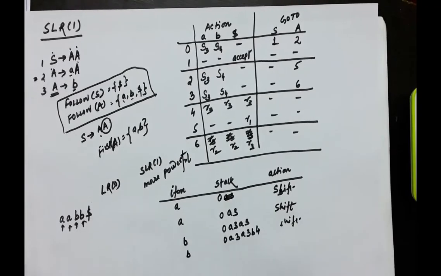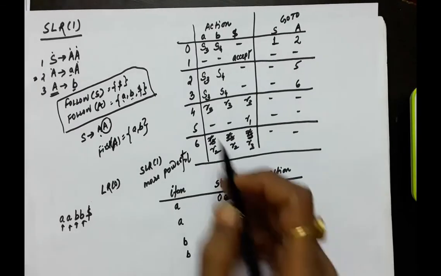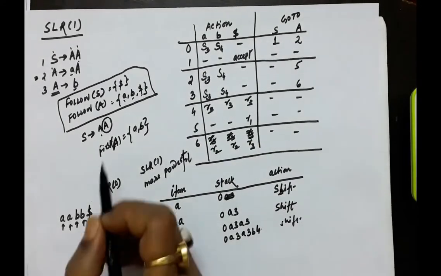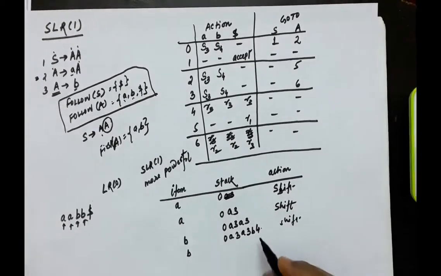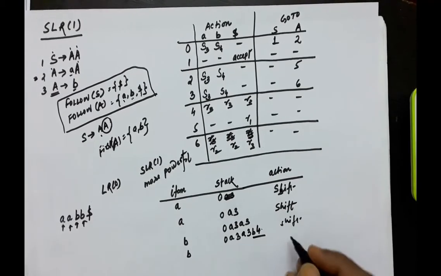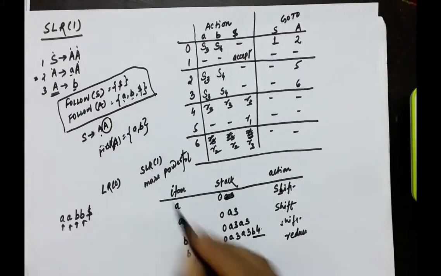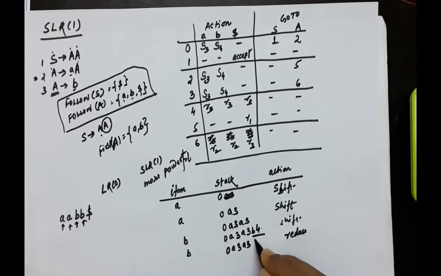Next symbol is b. On 4 with b, we have to reduce by the third production. The third production is A produces b. So we have to remove these two items, one right hand side symbol and its state, by the production. This will be replaced by the left hand side of the production, that is capital A. So 0a, 3a, 3 and capital A.